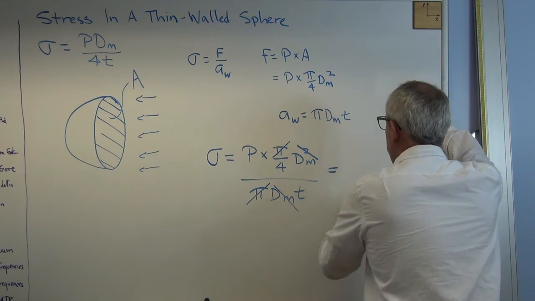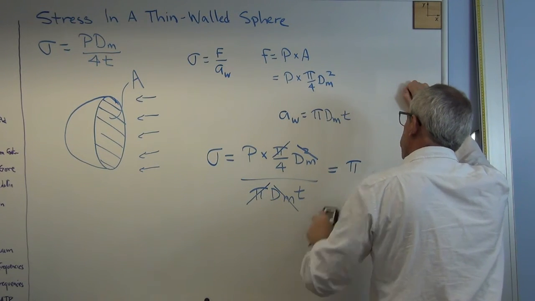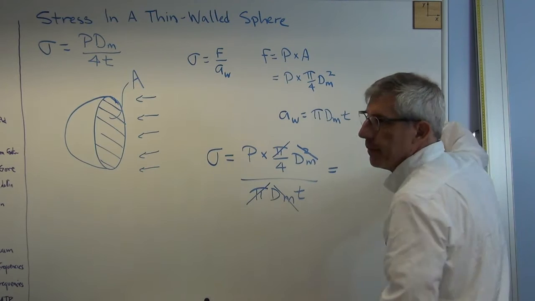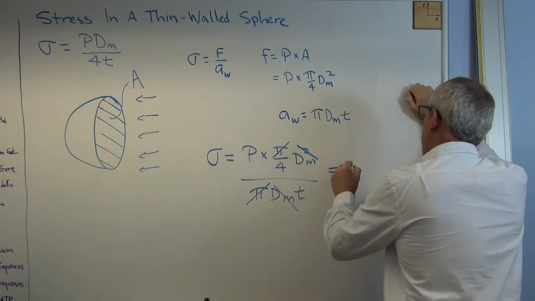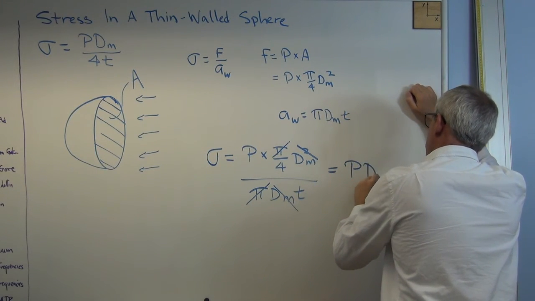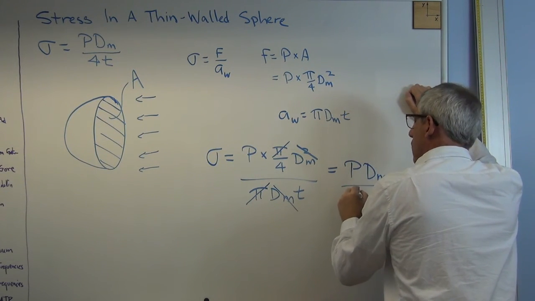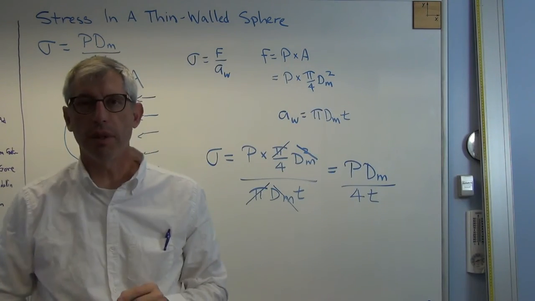Let's try that one more time. All right, you can tell I'm having a long day here. Sorry. P times mean diameter over 4t. There you go. Boy, I had to work for that one, but there it is.